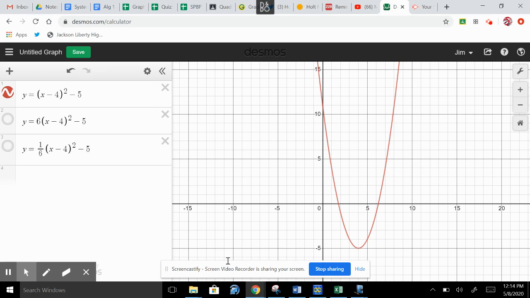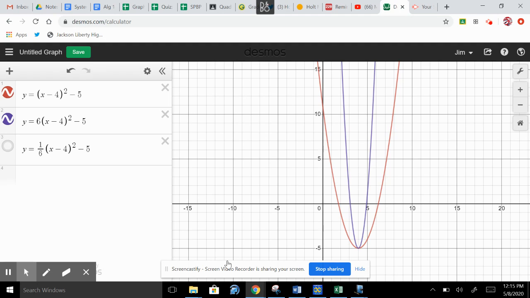Now, if you notice in the second equation, I threw a 6 in the front. Let's see what happens to the graph when you throw a 6 in the front. If you notice now the graph popped up, it's the same parabola, just obviously a lot skinnier. So the graph just became skinnier. The vertex didn't change. It's still obviously opening up. None of that changed. It's just a little bit skinnier.